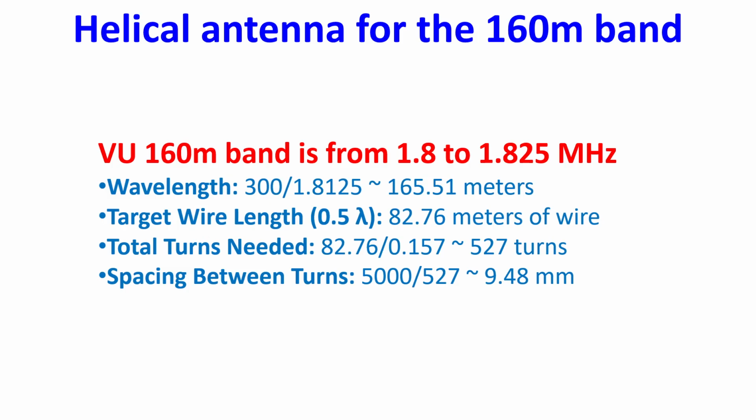To optimize for this, we should target the exact center of your allocation, 1.8125 MHz. Here is how the theoretical math shifts for that frequency, assuming the same 5 meter physical length and 50 mm former from the previous example. Wavelength 300 by 1.8125 is equal to 165.51 meters. Target wire length 0.5 lambda, 82.76 meters of wire.